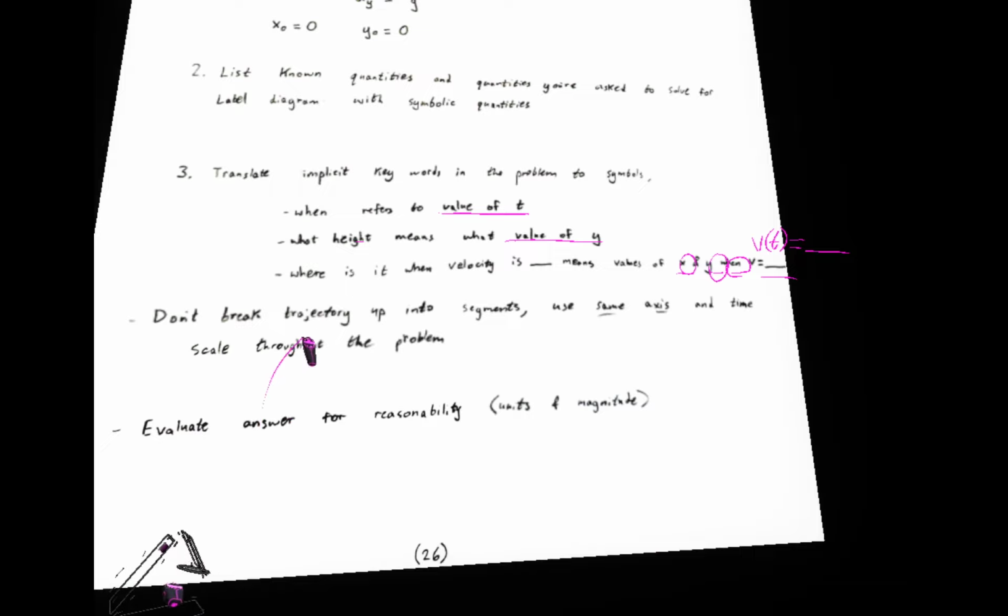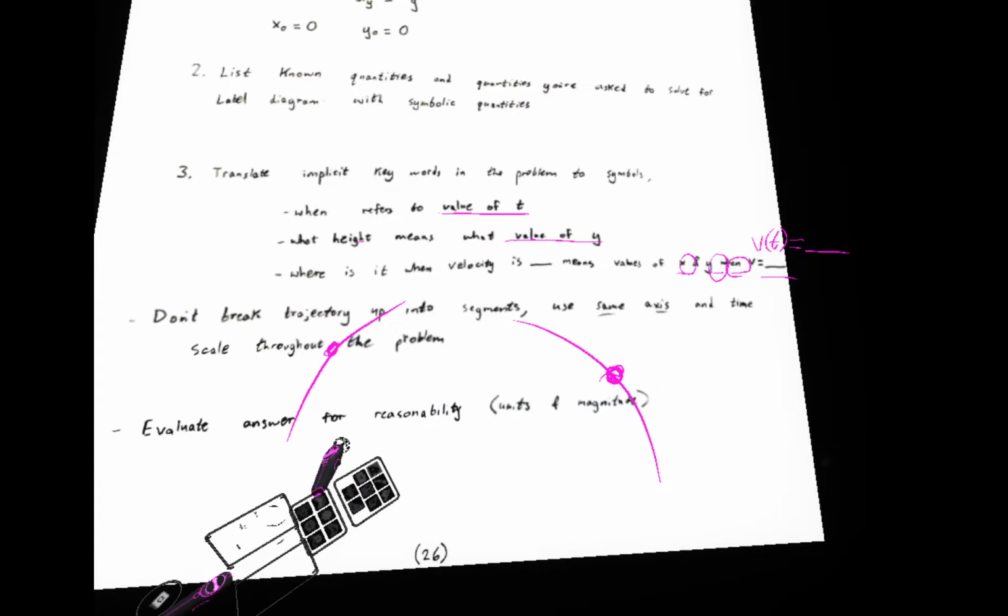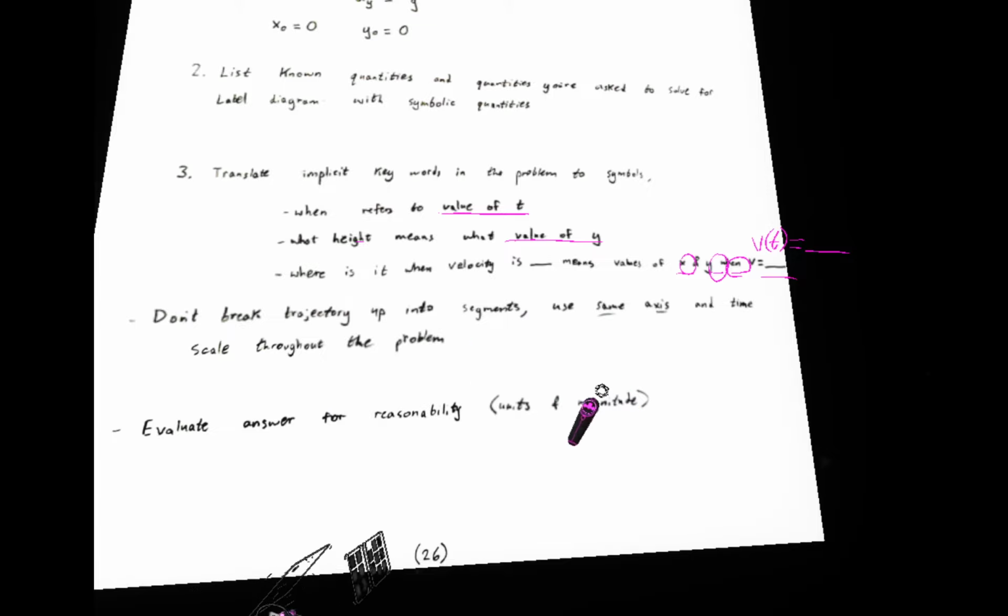Okay, and then don't break the trajectory up into segments. It's really tempting if it's talking about the upwards part of the journey, and then later it's talking about downwards here, or something like that. It's tempting to think, okay, so for here I'm going to have this, and then for this over here I'm going to draw a completely different diagram and analyze it all separately. No, draw just one diagram. The particle takes one path, right? There's one flight. And it's just asking you about various parts of that path.